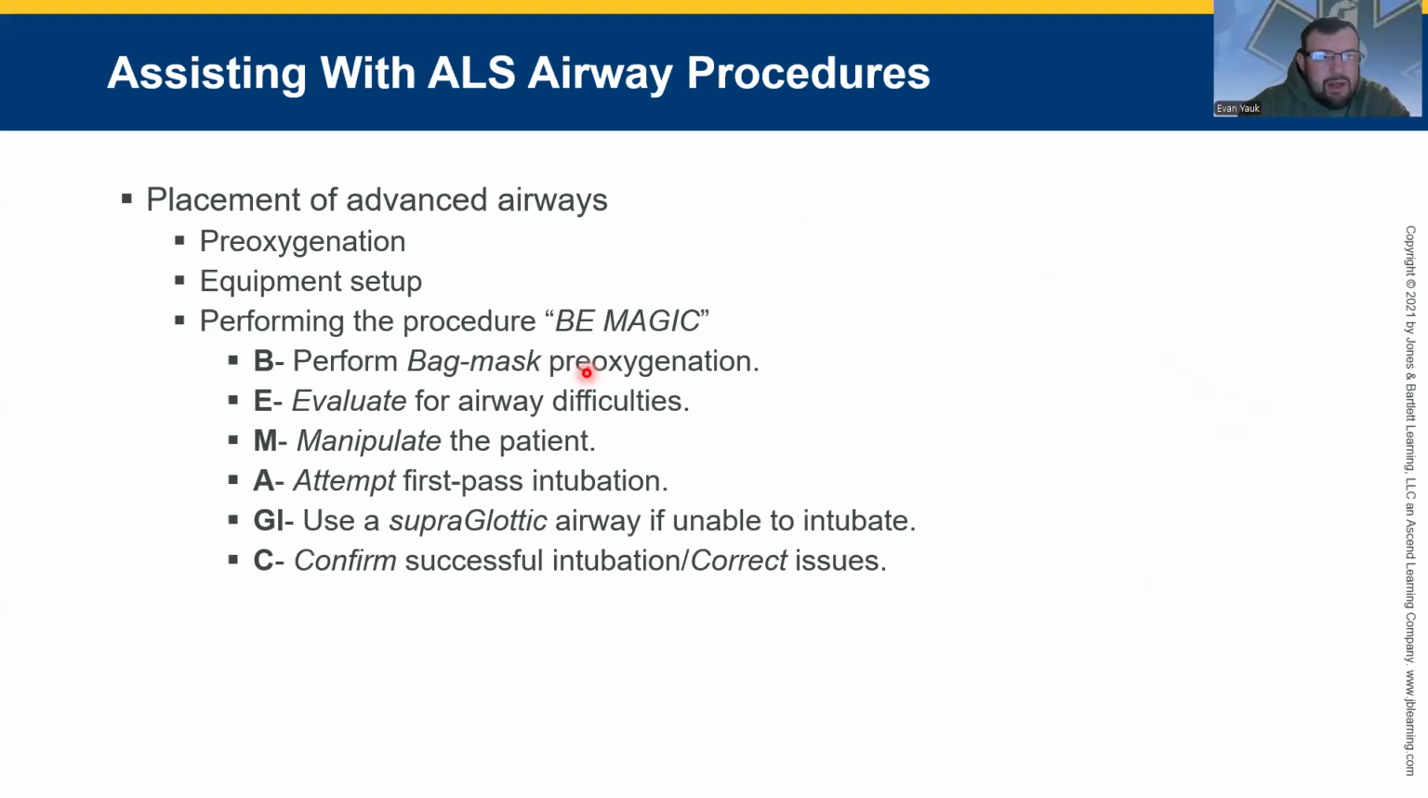Placement of an advanced airway: pre-oxygenation, equipment setup, and perform the procedure. B-MAGIC: perform bag mask pre-oxygenation, evaluate airway difficulties, manipulate the patient, attempt first pass intubation, use a supraglottic airway if unable to intubate, confirm successful intubation, correct issues.